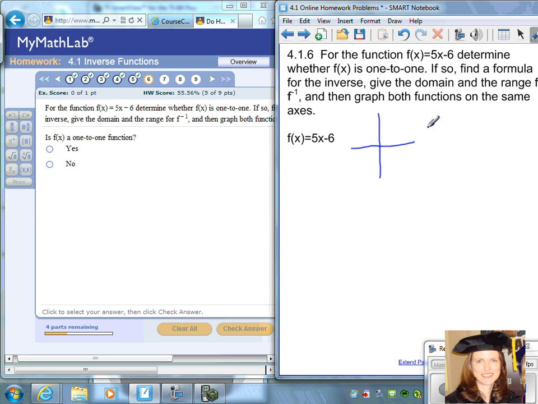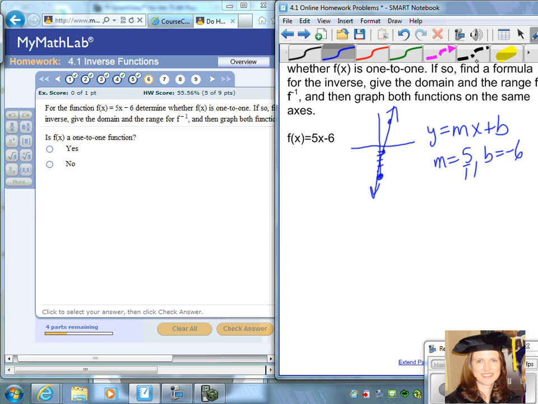Hopefully you recognize this as a linear function in the form of y equals mx plus b. The slope of this line is 5, and the y-intercept is negative 6. So you can make a quick sketch if you graph 1, 2, 3, 4, 5, 6. That's your y-intercept, and the slope is up 5 over 1, up 5 over 1, and so on. You get this linear function. You can use a graphing calculator also to confirm that, or even make a table of values.